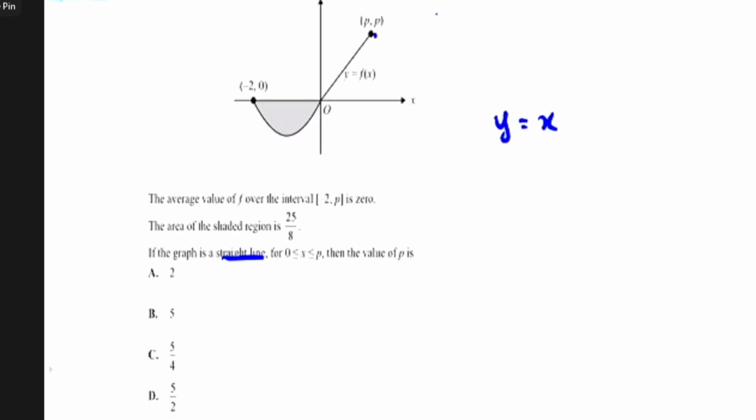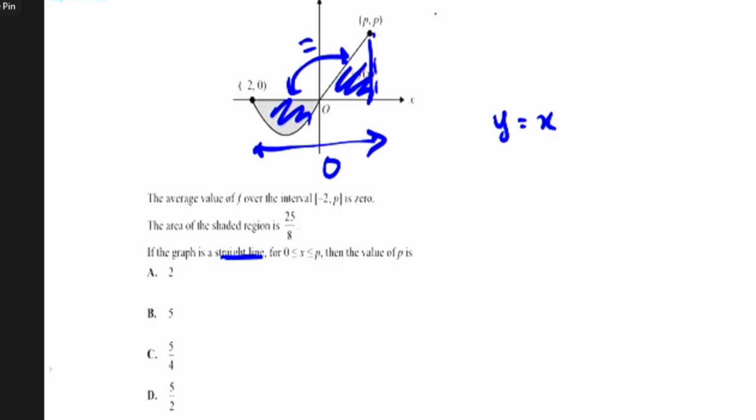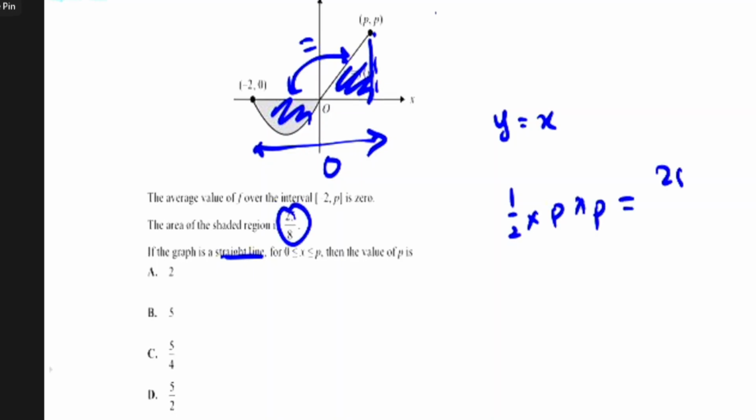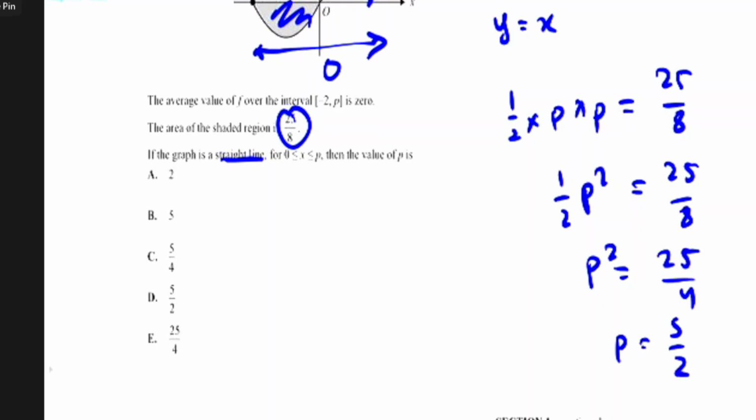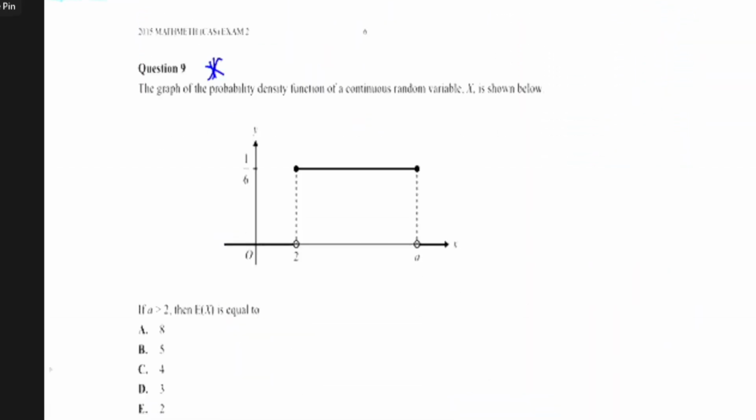And at this point, we can figure out this is also a triangle. So the average value of the function from this whole domain is 0, so that means this area has to cancel out this area. So basically this area here has to equal this area. So half times p, so base times height, will equal this, 25 on 8. So half p squared is equal to 25 on 8, p squared is equal to 25 on 4, p is equal to 5 on 2. So that's D.